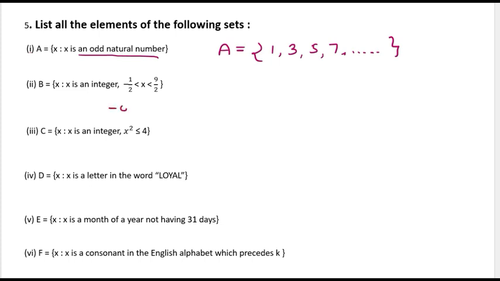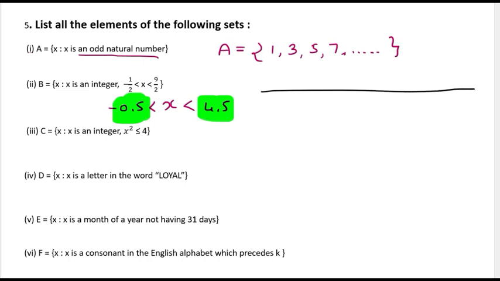X is an integer. Minus 1 by 2 is nothing but minus 0.5. X lies between minus 0.5 and 4.5. You have to write the integers between these. So let me show you on a number line. Draw a number line: minus 1, 0, 1, 2, 3, 4, 5.